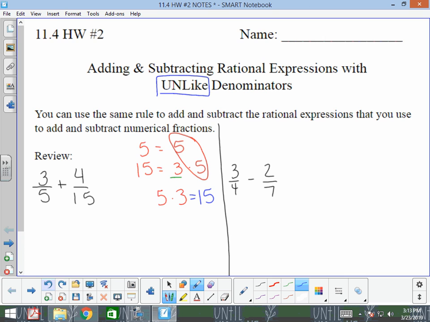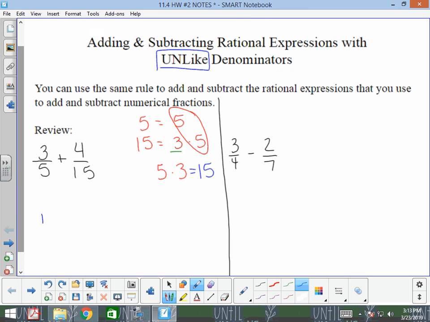Now, some of these, you may be able just to look at them and tell what the LCD is. That's fine. I'm just showing you a method to finding the LCD in case you can't determine what the LCD is just by looking at it. All right, now we're trying to decide, 5 times what number is 15? Well, that's 3. So 5 times 3 is this 15 right here. So what we're going to do is multiply the numerator times 3 to get our new numerator for our new LCD.